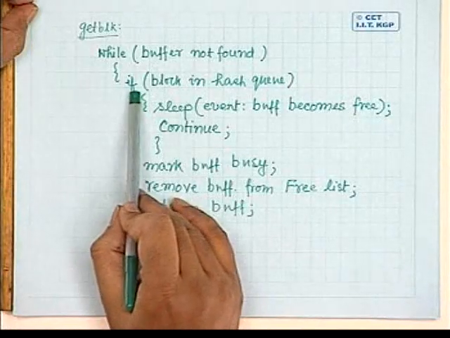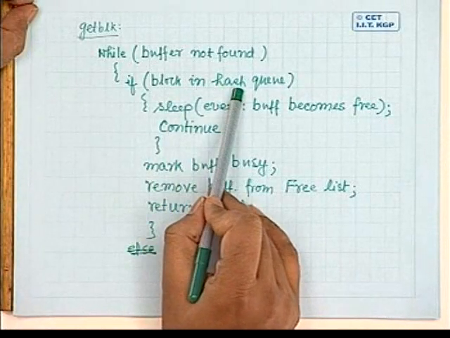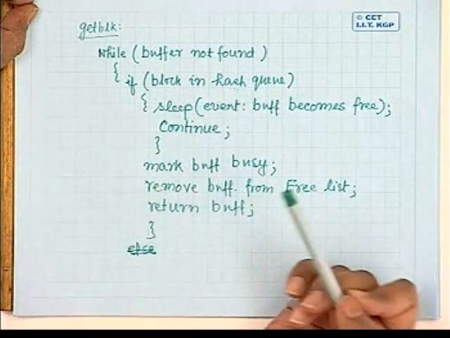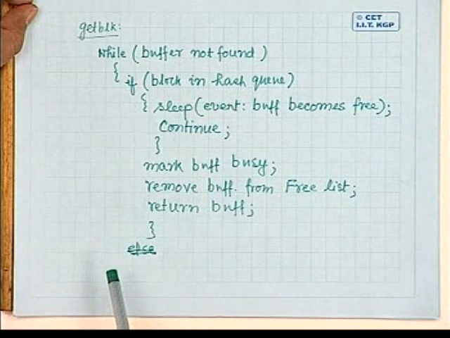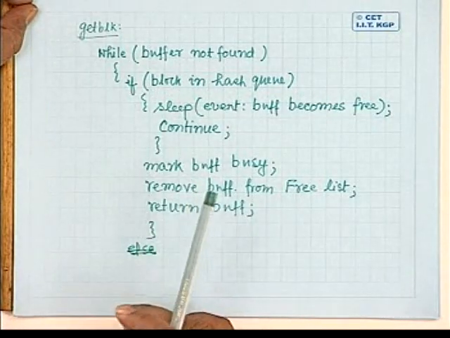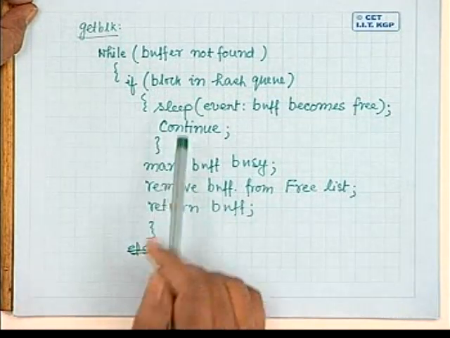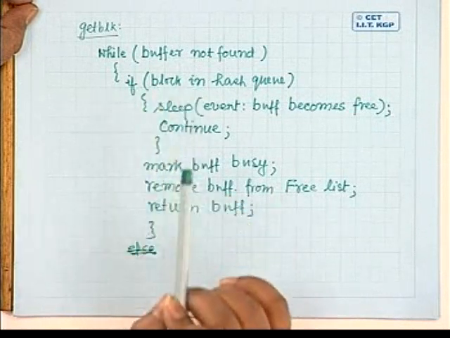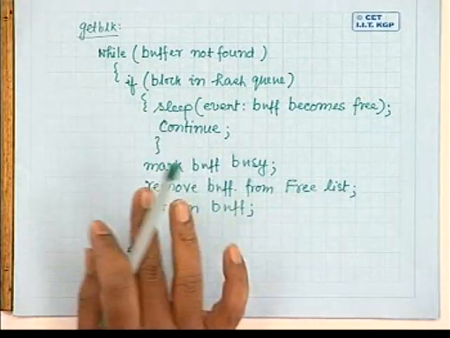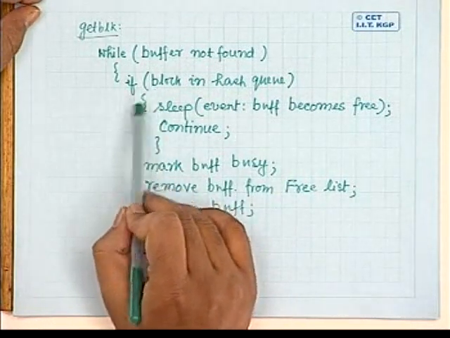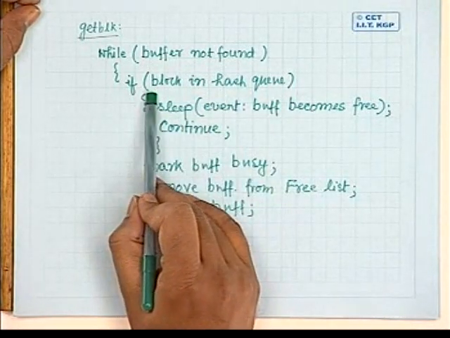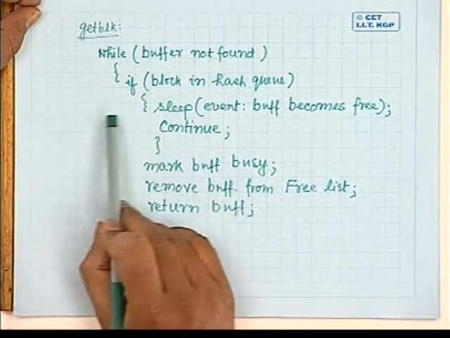So as I said, there can be two different situations: the block is present in the hash queue, or the block is not present in the hash queue. If the block is present in the hash queue, it means that whichever data is requested is already present in the buffer cache. Otherwise, the data is not present in the buffer cache.